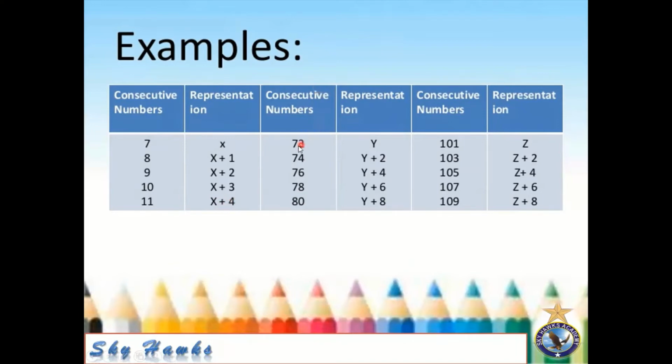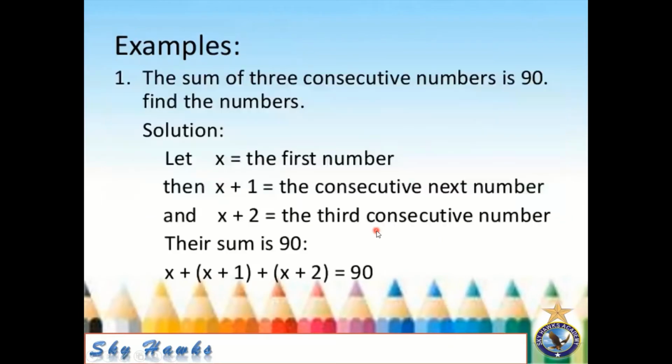Similarly, consecutive even numbers starting from 72 give 74, then 76, then 78. So the representation is that if y is the first even number, then you add y plus 2, y plus 4, y plus 6, y plus 8. Similarly for consecutive odd numbers starting from 101, where z is the first number, every time you add 2. These are some of the examples.